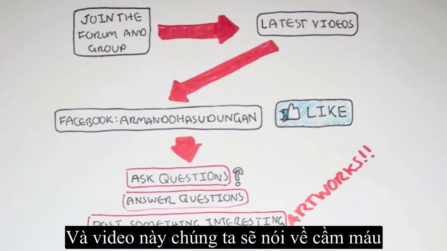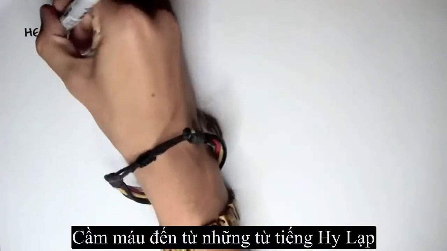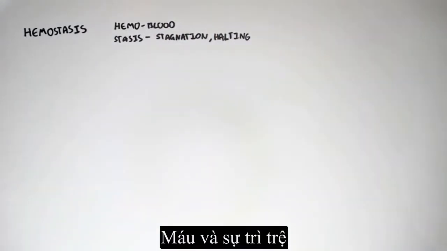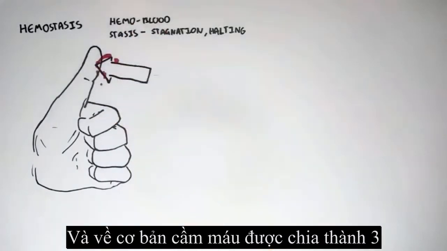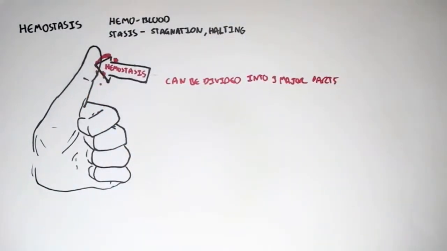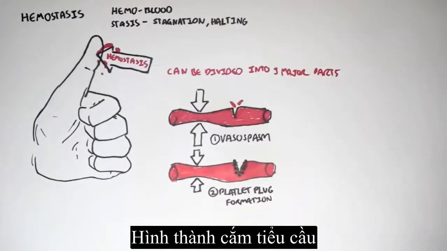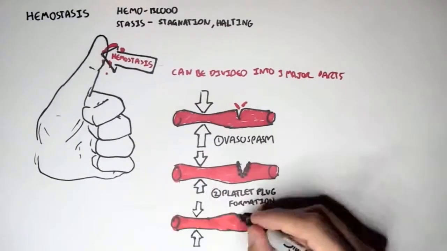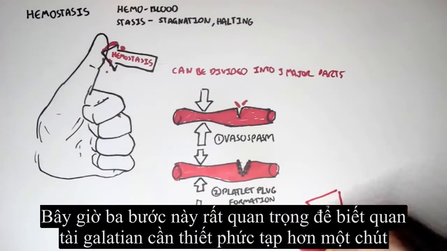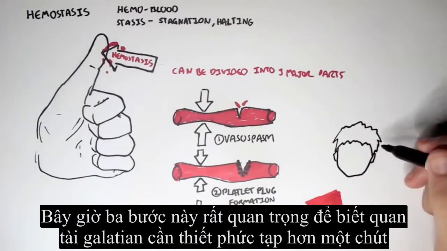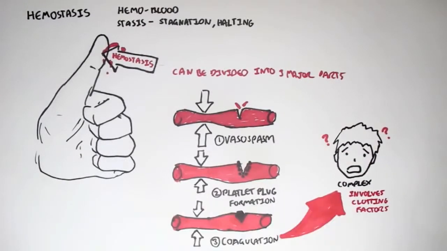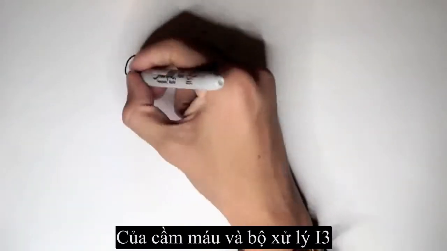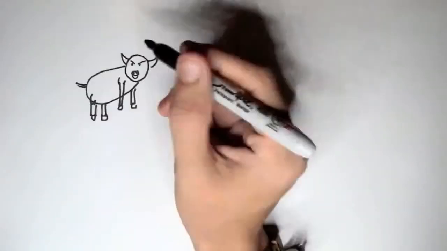And in this video, we're going to talk about hemostasis. Now, hemostasis comes from the Greek words blood and stagnation, or halting. And hemostasis can essentially be divided into three major parts: vasospasm, or vasoconstriction, platelet plug formation, and coagulation. Now, these three steps are important to know. The coagulation cascade is a bit more complex and involves various chemicals known as clotting factors. But we won't go into that. We'll just look at the overview of hemostasis and the three processes shown here.